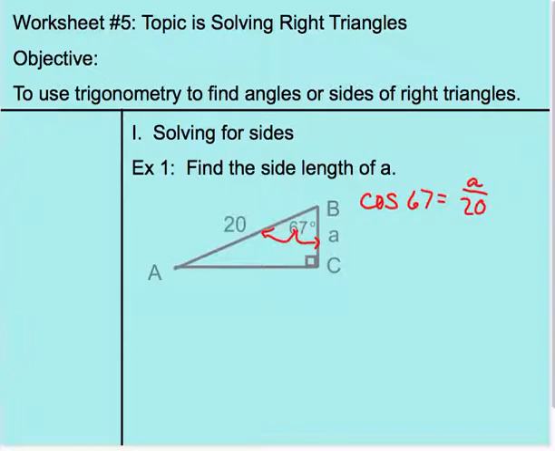So to solve for A, I'm going to multiply both sides by 20. And 20 times the cosine of 67, rounding to 3 decimal places, is 7.815.